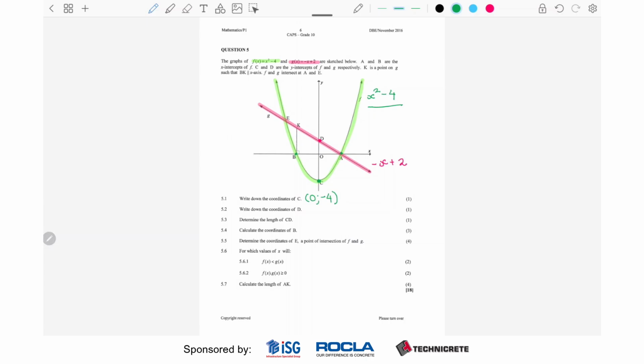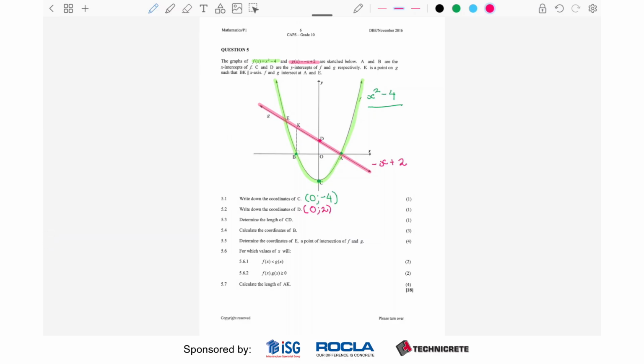Now they want us to write down the coordinates of D. So D is the y-intercept of the pink graph. So as I said before, we make x 0. That will leave us with a y value of 2. So that's the coordinates of D.